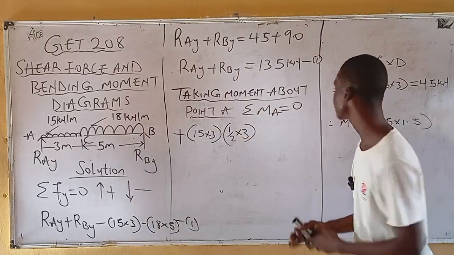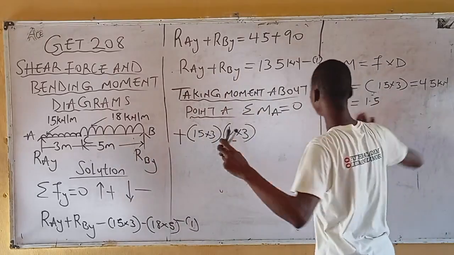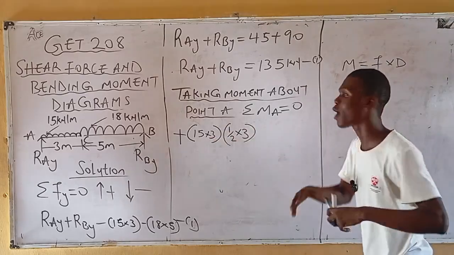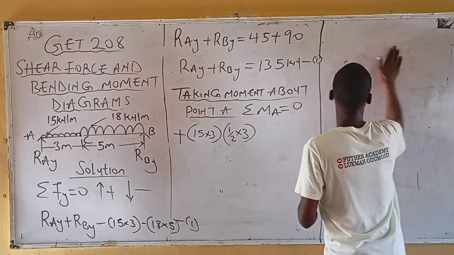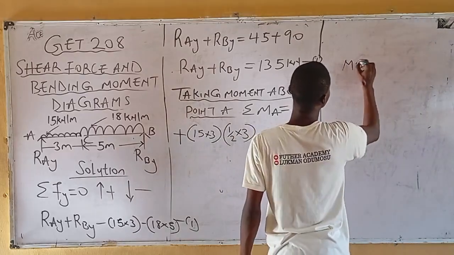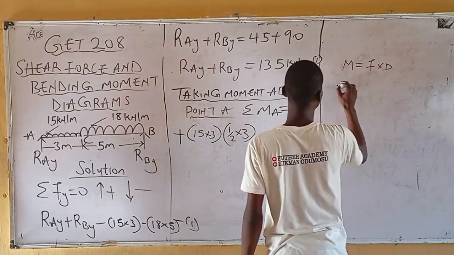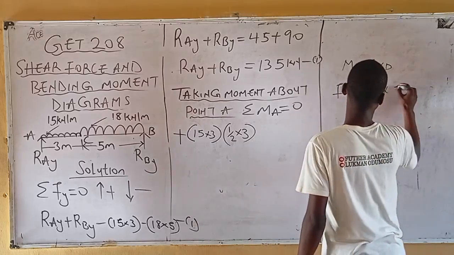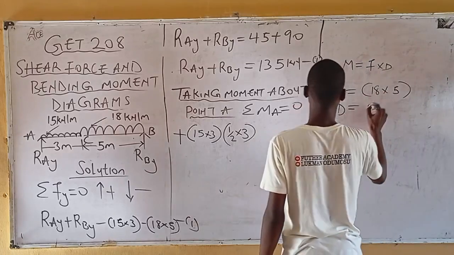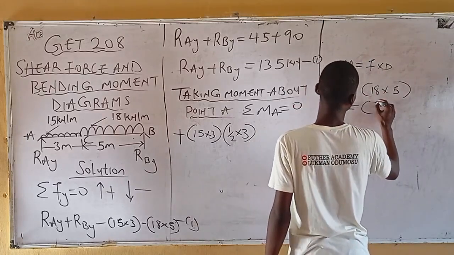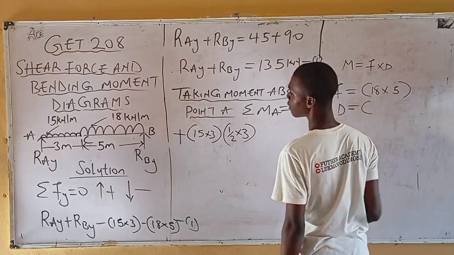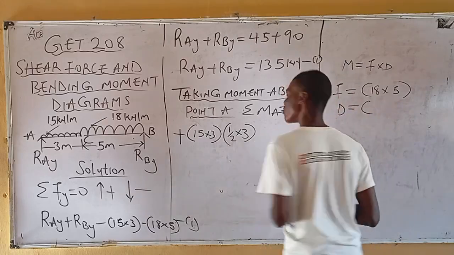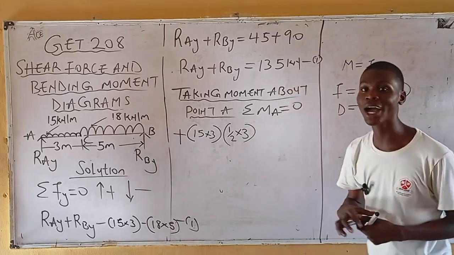That was also clockwise, right? So let's write it down. I want to see how intelligent we are. Now from here, moment meaning force times distance, right? What's the force? 18 times 5. What's the distance? The distance is 5.5, 2.5 plus 3. That's right. 5.5. Oh, you are wrong. You know why you are wrong?